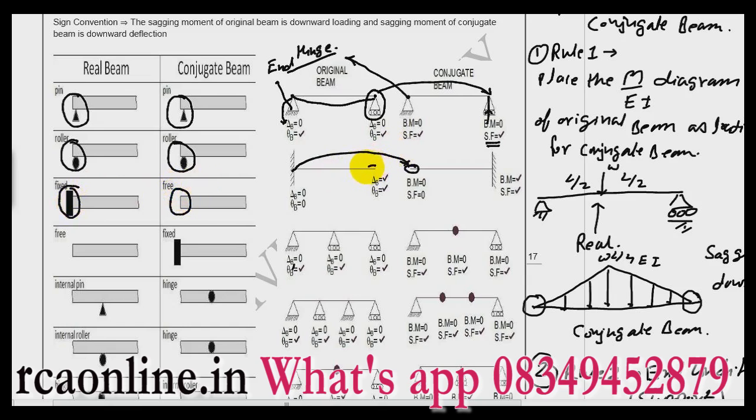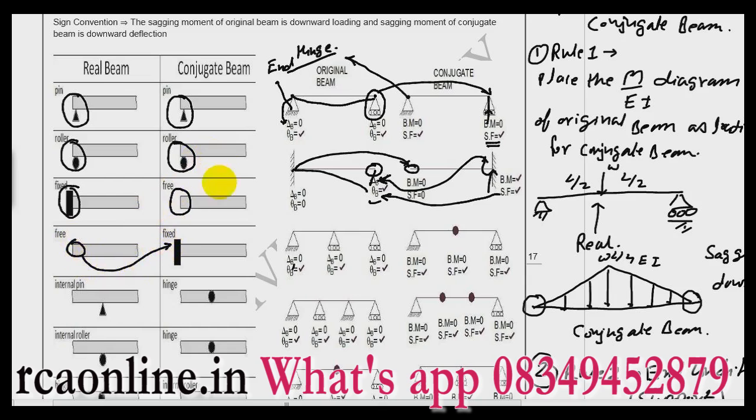Now let us discuss the free support. At a free support, I will have deformation, and this beam will deflect like this. So for the real beam, I will have delta and I will have theta. So what do I require in the conjugate beam? I require bending moment also and shear force also. So what will I do? I will convert the free end to a fixed end. At a fixed end I will have some moment and I will have some reaction. The value of this moment will be the deflection and the value of the shear force will be the slope. So what I learned is that the free end is converted to a fixed end.